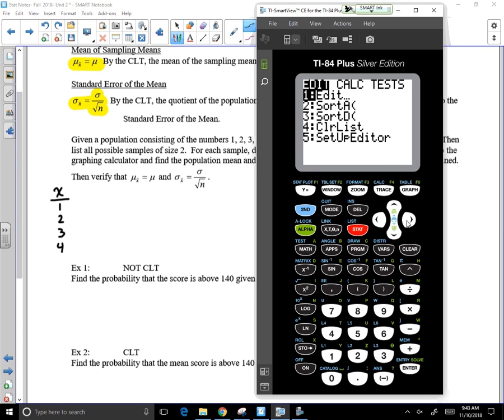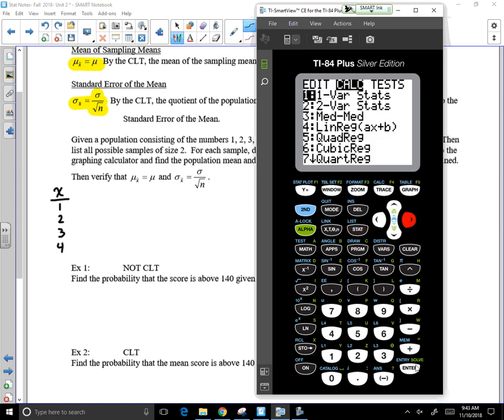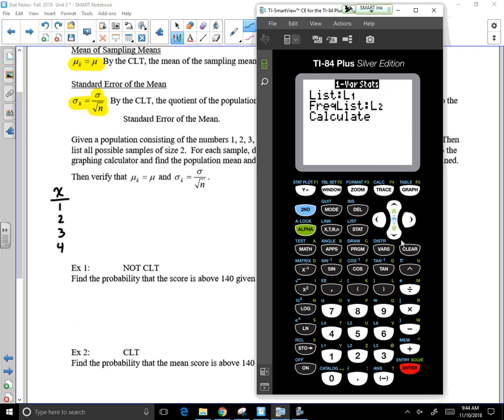Stat calc 1. And in fact, for the rest of the course, the only thing that we're using in the stat calc menu is option 1. Unless you have to take the final exam, you should not be in any of these other functions in the calc menu. Only stat calc 1. I don't have a frequency list, so let me clear that out. So list 1, calculate.